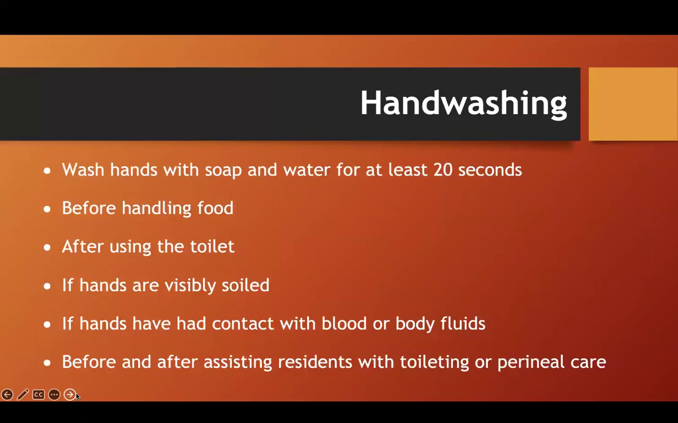So for hand washing, like I said, it's the most important thing to prevent this. It's the easiest way to transfer it from patient to patient, from the hands of healthcare workers. So make sure that hands are washed with soap and water for at least 20 seconds, always before handling any food, always after using the toilet. If your hands are visibly soiled, if they've had contact with any blood or body fluids, hopefully there will be gloves involved as well. Before and after assisting residents with toileting or perineal care.